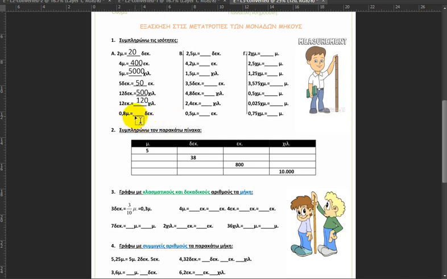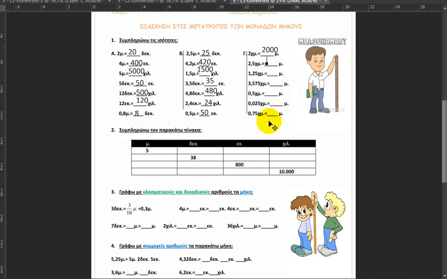Then from meters to decimeters, you multiply by 10, so you get 8. From meters to decimeters, again, you multiply by 10, so you get 25. From meters to centimeters, you multiply by 100, so you get 420. From meters to millimeters, you multiply by 1,000, so you get 1,500. From decimeters to centimeters, you multiply by 10, so you get 35. From decimeters to millimeters, you multiply by 100 and you get 480. From centimeters to millimeters, you multiply by 10, so you get 24. From meters to centimeters, you multiply by 100, so you get 50. Yeah, sorry. From kilometers to meters, you multiply by 1,000, so you get 2,000.